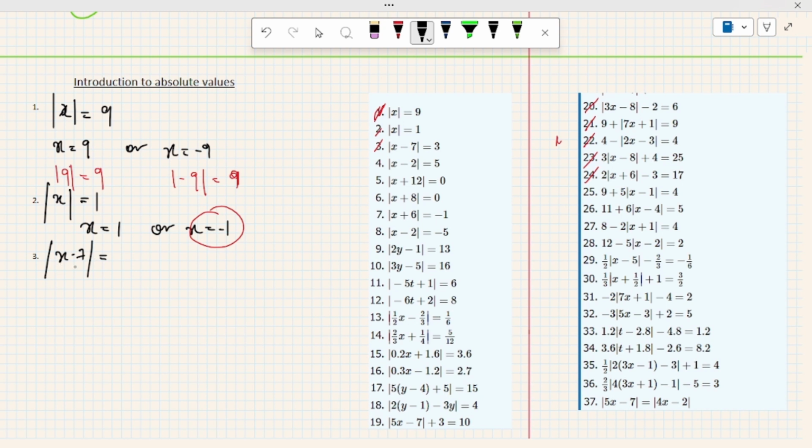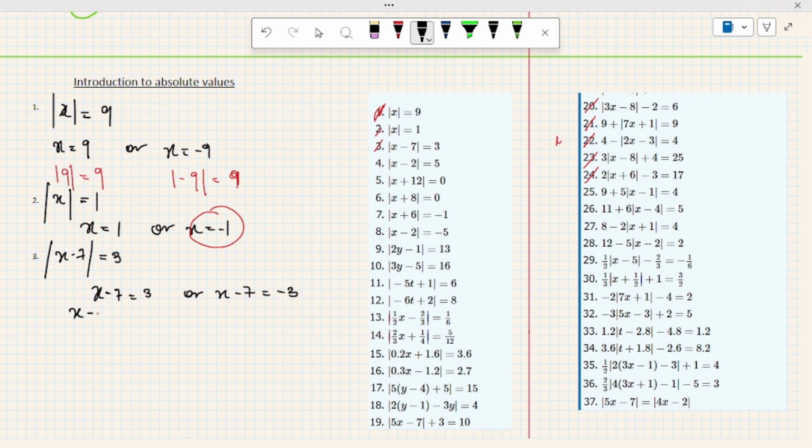Is equal to 3, right? So again, how do you solve this? The absolute value needs to equal a positive number, right? So how we go about this is that you take off the bars first to solve this absolute value. So it's going to be x minus 7 is equal to 3, or x minus 7 is equal to negative 3, right? So how do you solve that?